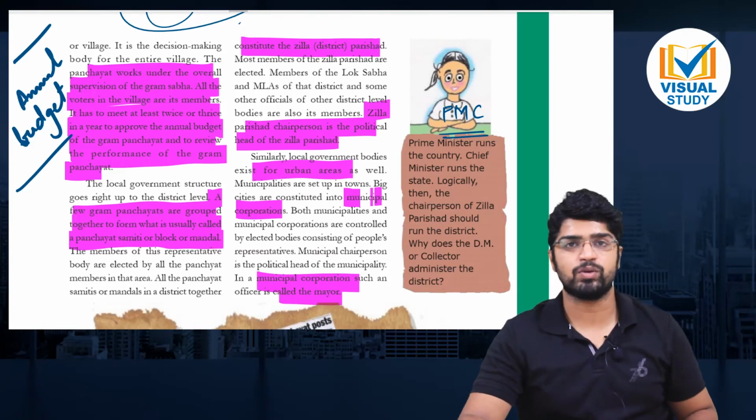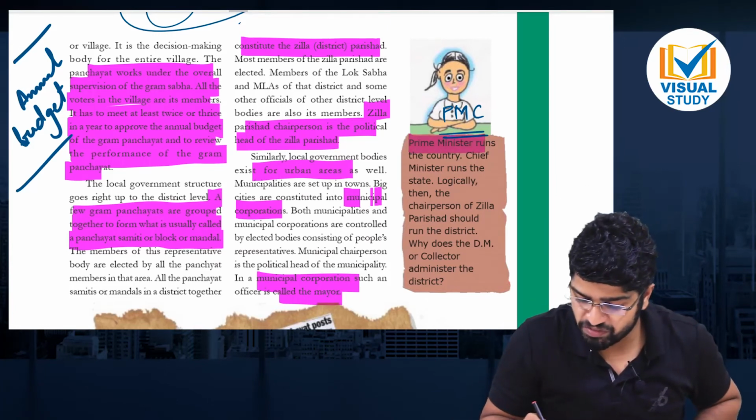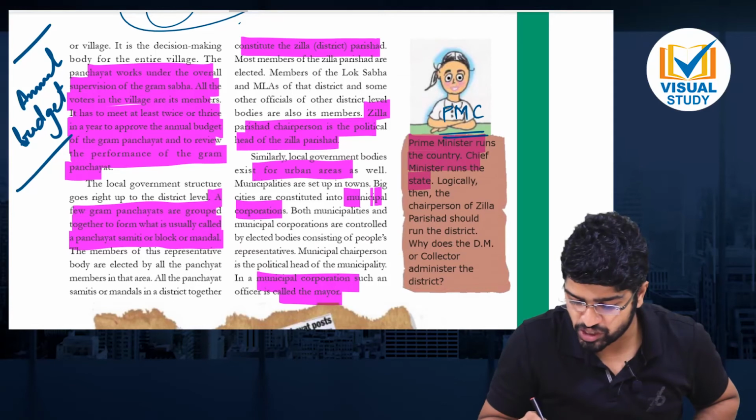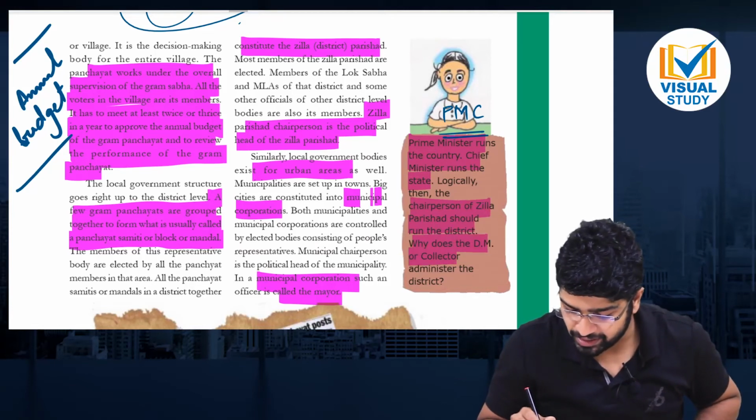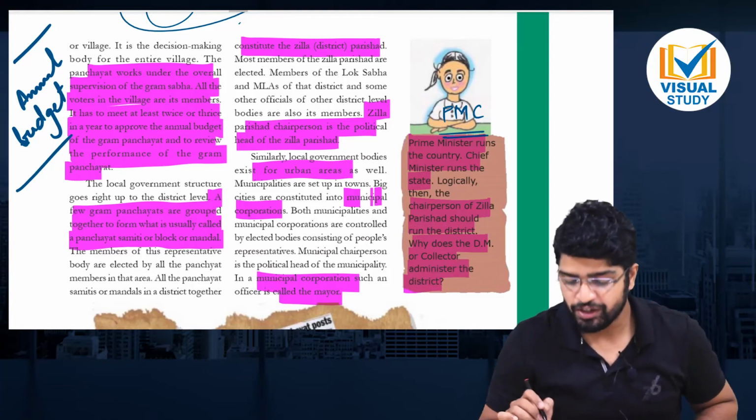Clear everybody? Now there is one question. The Prime Minister runs the country. The Chief Minister runs the state. Logically, then, the chairperson of Zilla Parishad should run the district. Why does the DM or collector administer the district?